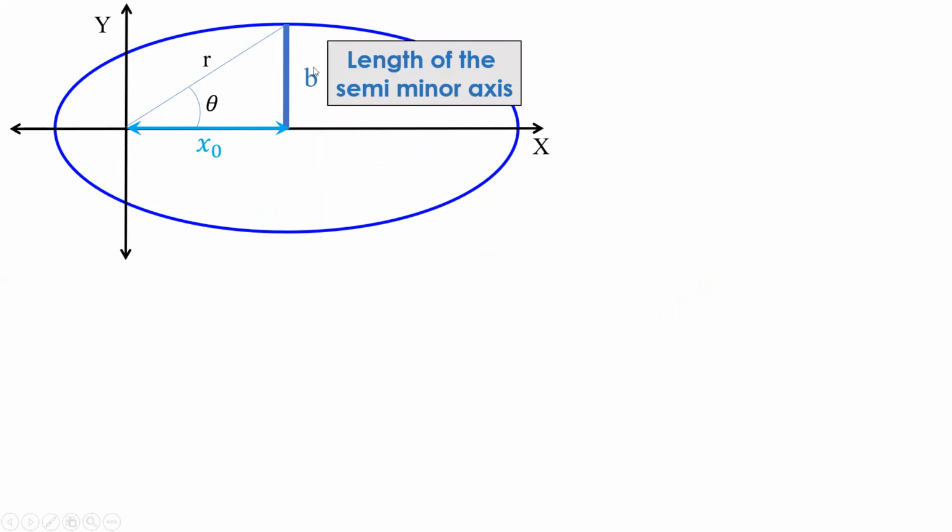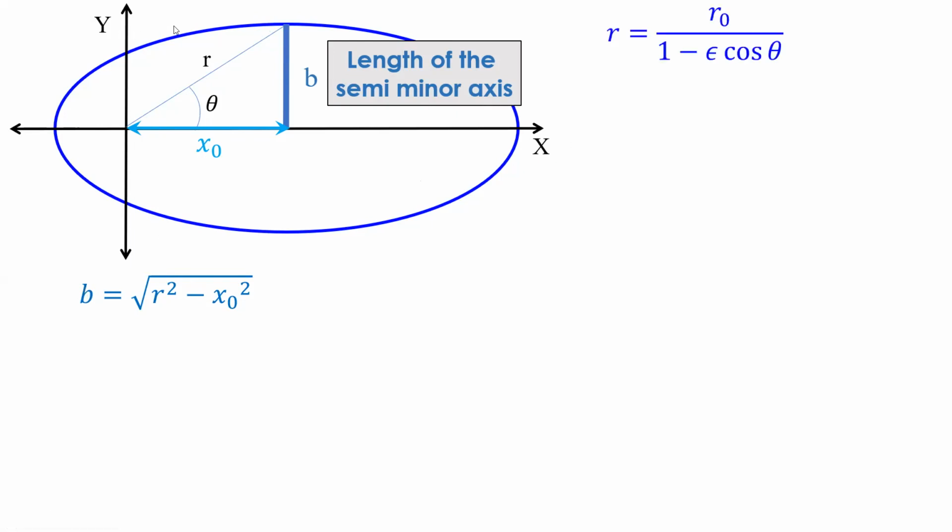Using the Pythagoras theorem, we can simply say the value of b is equal to the root of r square, that is hypotenuse square, minus x naught square. We know x naught, but with respect to different theta, the r value is changing. So we want to calculate this value of r, and substitute it here to calculate the value of the semi-minor axis.